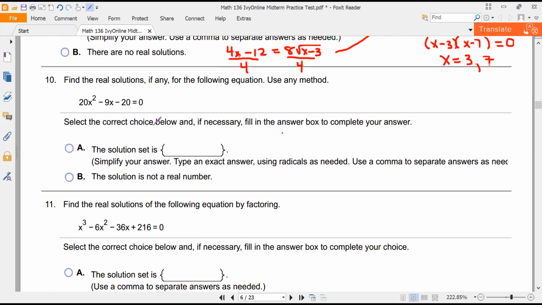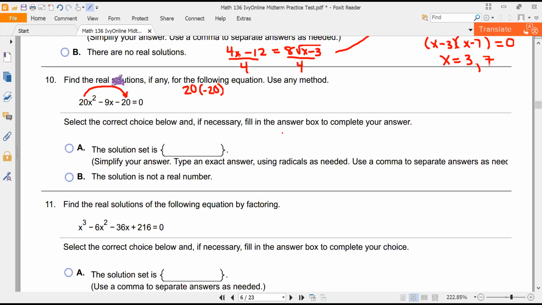Okay, so this next one says find the real solutions, if any, for the following equation. Use any method you would like. Since it's quadratic, you could use quadratic formula here. You can always check to see if something factors. When you have a non-1 up front, the best way to factor is something called the AC, or factor by grouping method. And this is just because it's a set of procedures. You could do trial and check if you want.